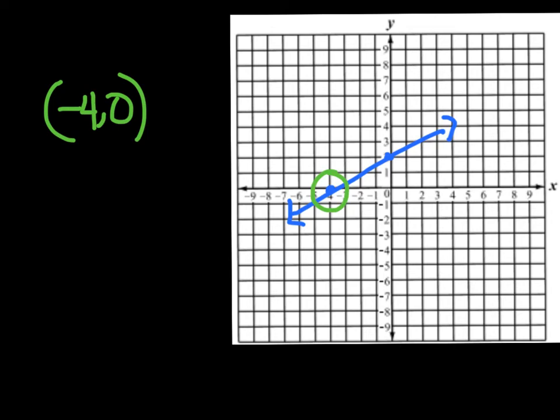And again, the y value is 0 at any x-intercept. What is the y-intercept? It's where the line crosses the y-axis, and that's happening at (0, 2). So again, on the y-axis, or the y-intercept, the x value must be 0.